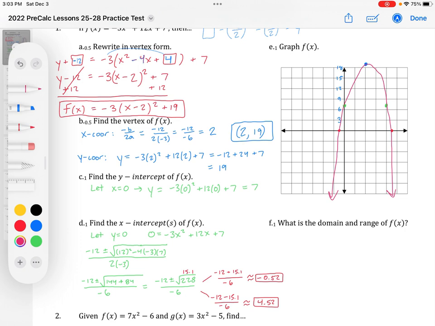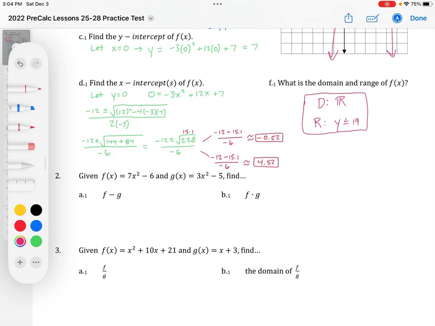So what is the domain and range? Domain for any quadratic equation is just going to be all real numbers. The range is based on that vertex. So notice my vertex had a y value of 19, which means my range is y has to be less than or equal to 19 because it's never going to be above that vertex.